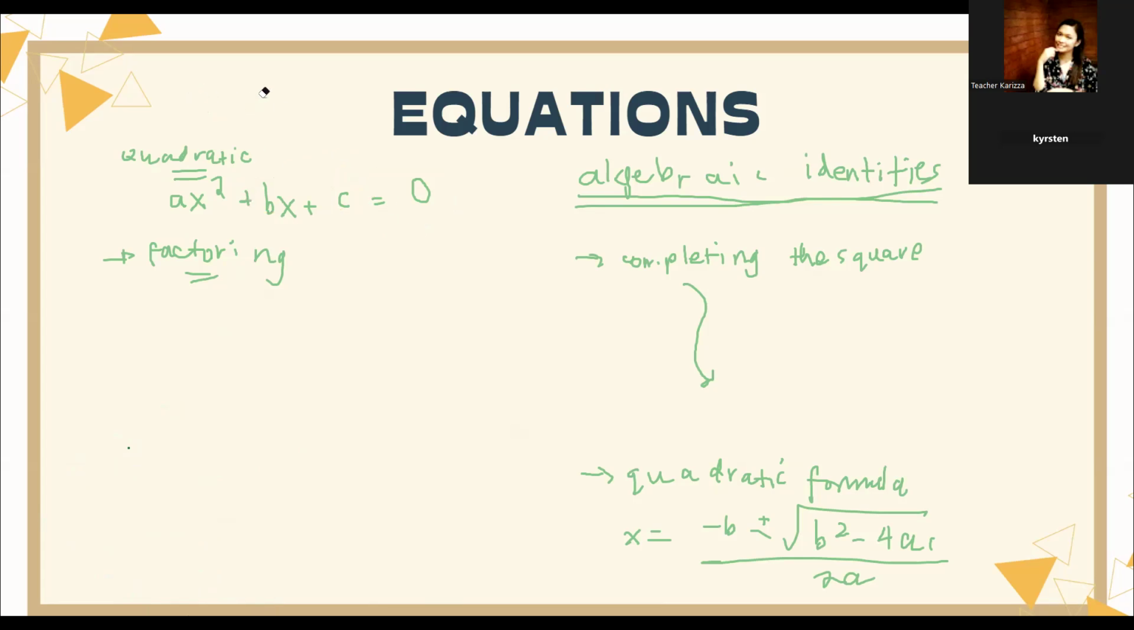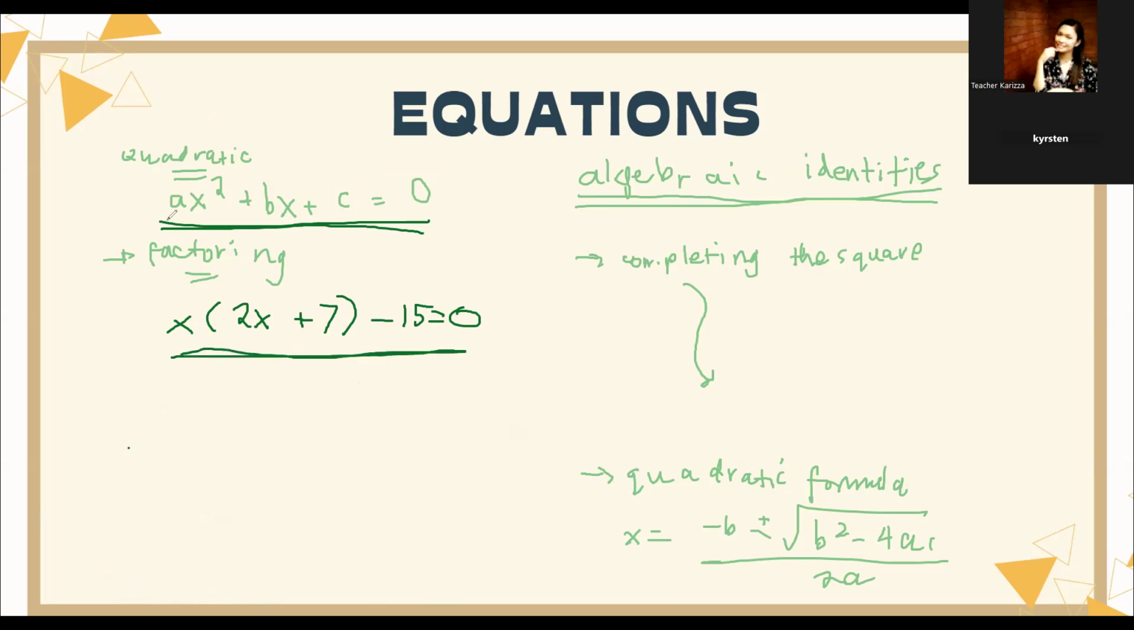Okay. So we have x times 2x plus 7 minus 15 is equal to 0. So this one, it's not yet in the ax squared form. So what we need to do first is to simplify our equation, write it into the ax squared form, and then we can factor it out. So that's our step 1: rewrite it into quadratic form. Step 2 is factor and solve for your zeros, or solve for your x.